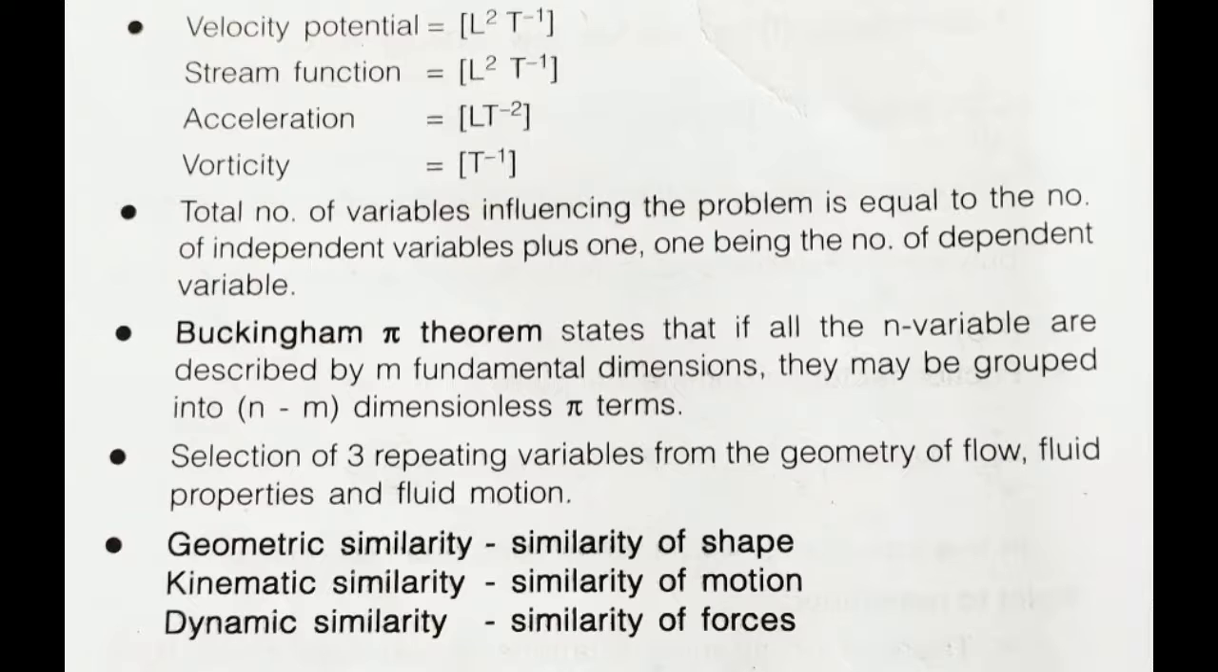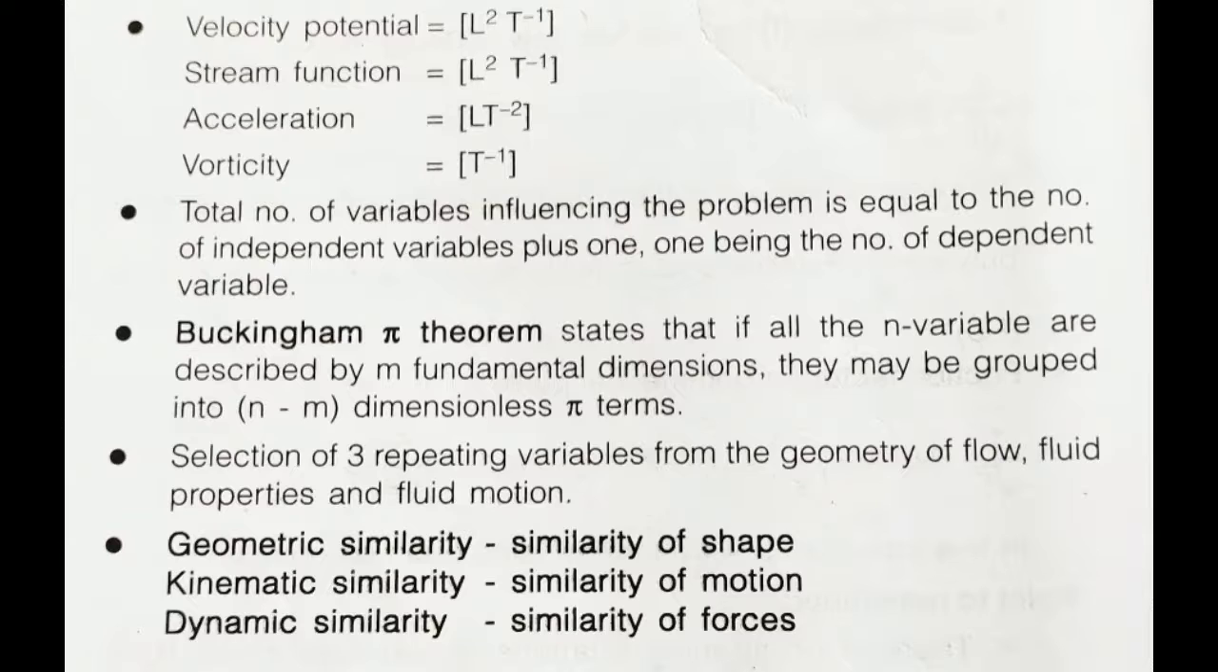dimensional analysis. In this we can see that velocity potential has dimensions L square t raised to minus 1, and for stream function it is L square t raised to minus 1, acceleration it is L t raised to minus 2, vorticity it is t raised to minus 1. Total number of variables influencing the problem is equal to the number of independent variables plus 1, 1 being the number of dependent variable.